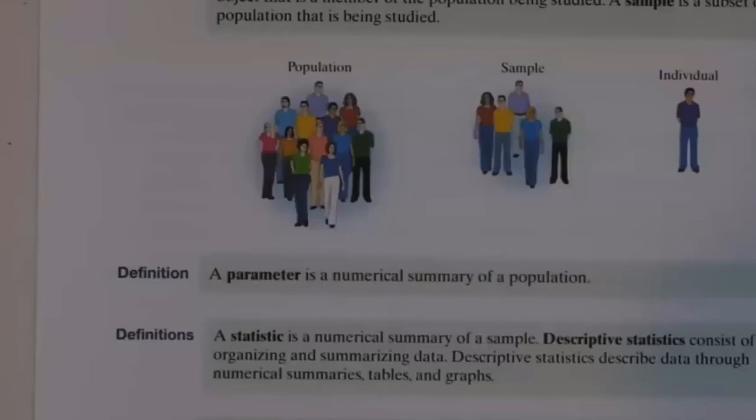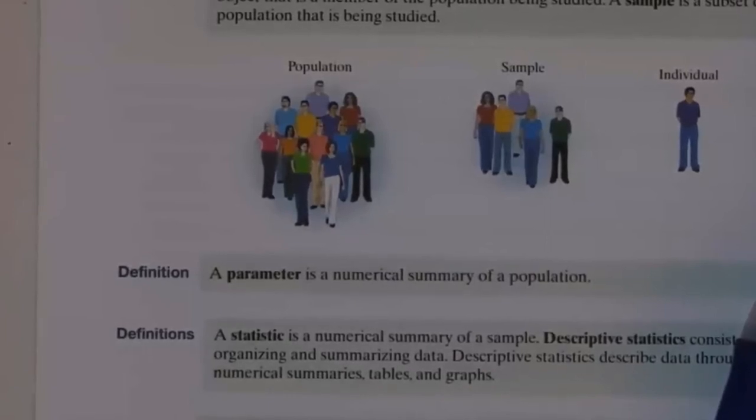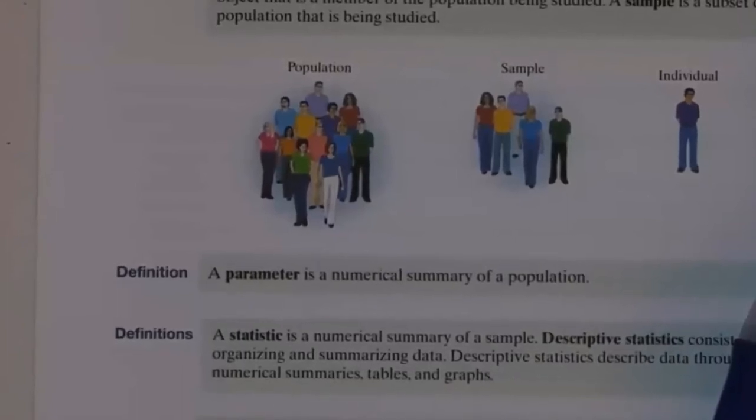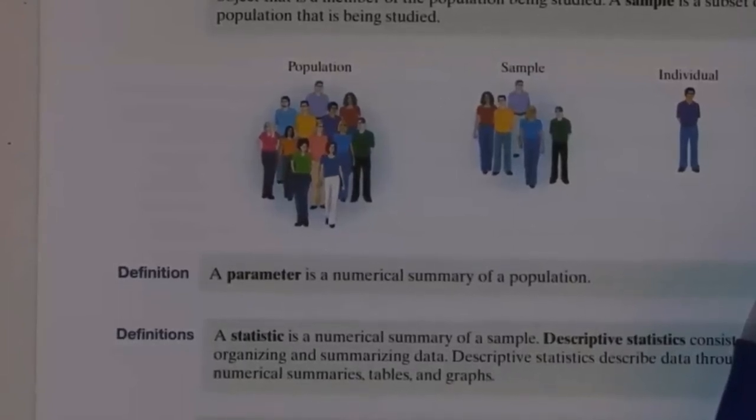Now, on the other hand, a statistic is a numerical summary of a sample. So if I have a sample from the population and I have an average or a count or something like that from the sample, then that isn't a parameter, that's a statistic. So if I randomly selected 100 students, and if 70 of those 100 students are full-time, then 70 would be a statistic.